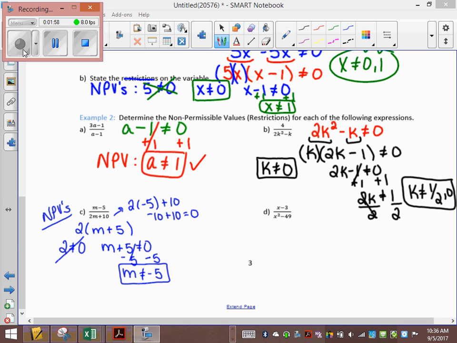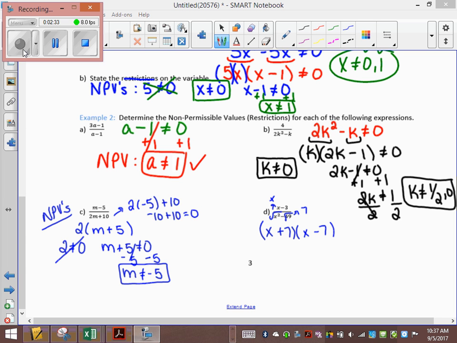D, x squared minus 49. What is that? Difference of squares. So I can actually break it up and factor it first, right? So if I take square root of x squared, I get x. Square root of 49, I get 7. So on the bottom, I'd get x in the front of the bracket, 7 at the back of the bracket, and opposite signs. Okay? So if you can take out a greatest common factor, or you can do a difference of squares, you do that first before you try and find the NPVs.